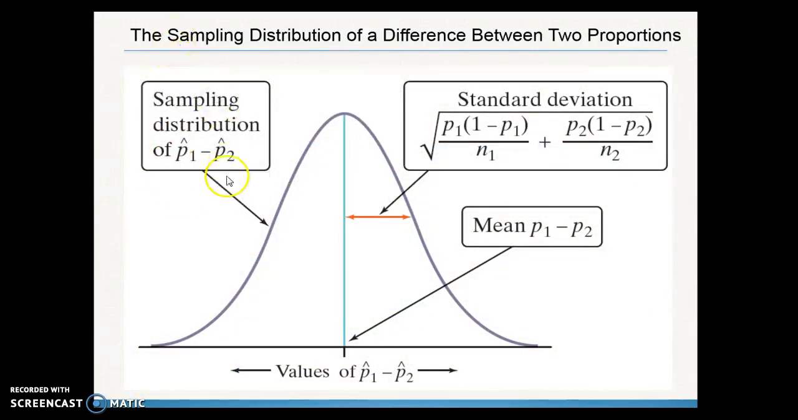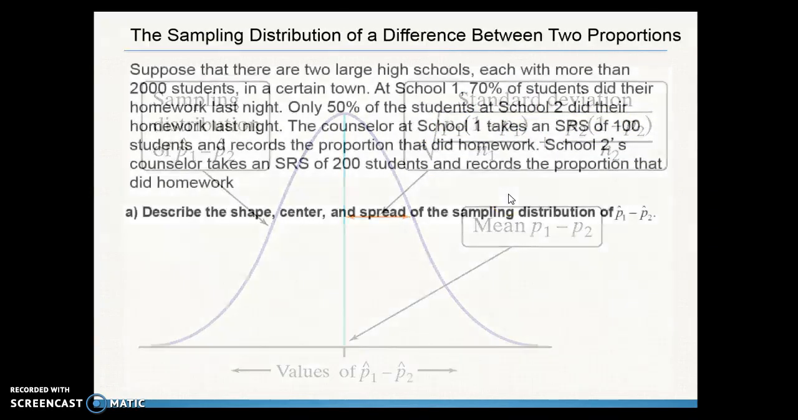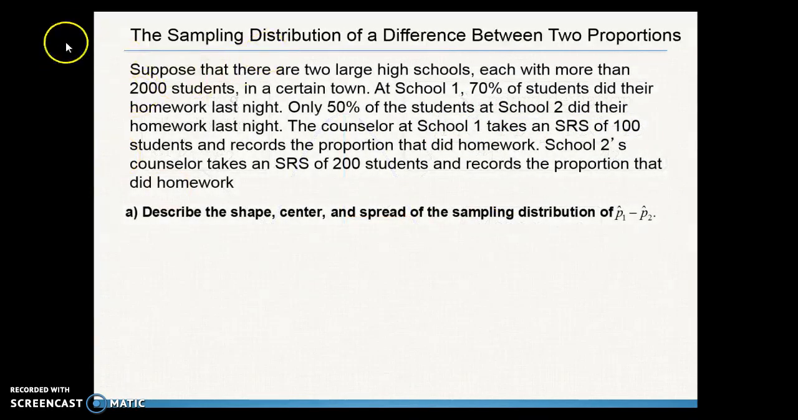Okay, so this is just what it looks like if I take the two proportions and subtract them. The mean is you subtract the two means. The standard deviation is basically the variance of the first one plus the second one, and then you take the square root of the whole thing. All right, so let's just take a look at an example.